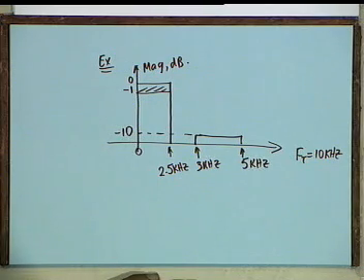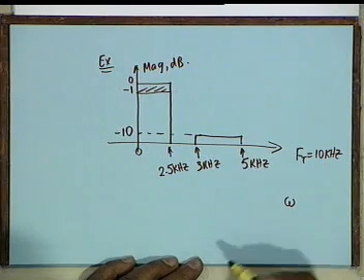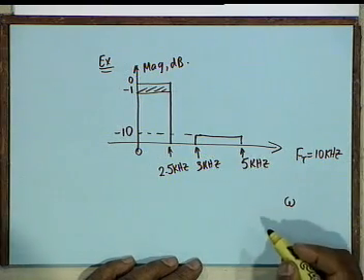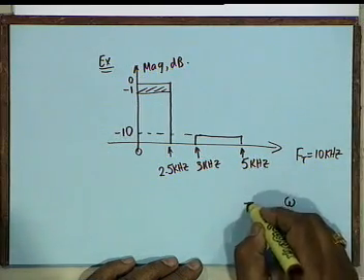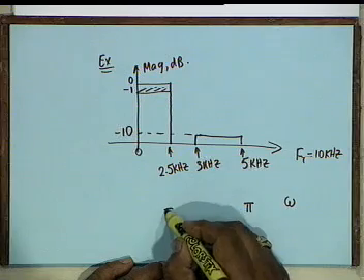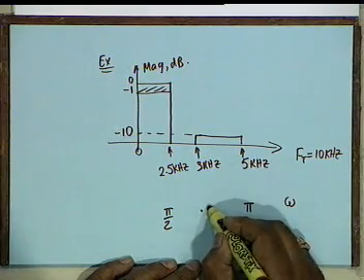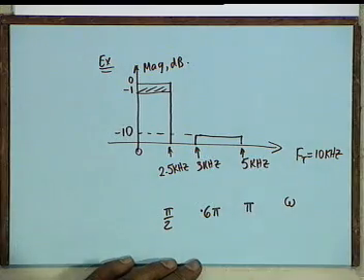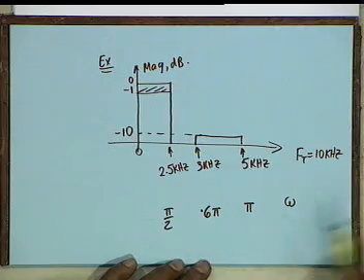So the first thing you do is to convert this specification to that of small omega, normalized digital frequency. That keeps life simple. 5 kilohertz must correspond to pi, 2.5 kilohertz must correspond to pi by 2, and 3 kilohertz must correspond to 0.6 pi. Agreed? 3 pi by 5, if I am not mistaken, 6 by 10.